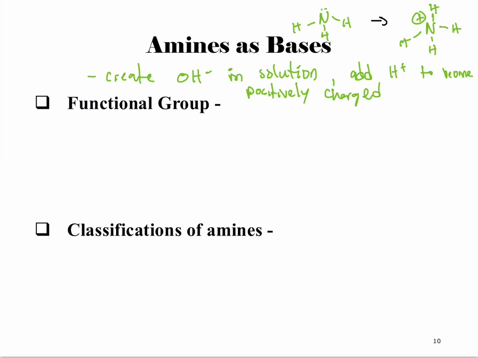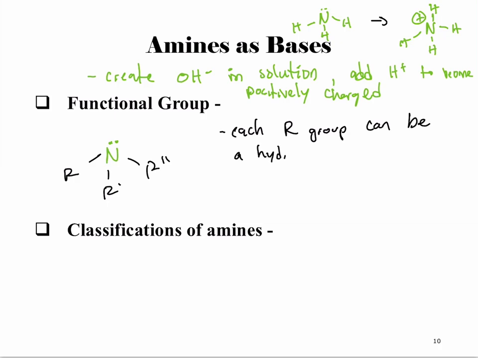And the functional group is going to have a nitrogen at the center, and then potentially up to 3 R groups, right? And so each of these R groups can be a hydrogen or an alkyl group.